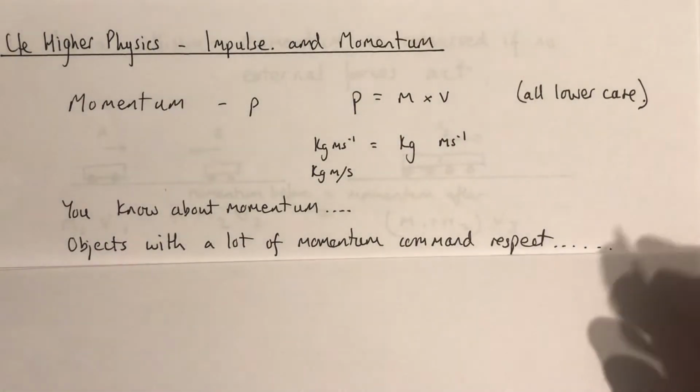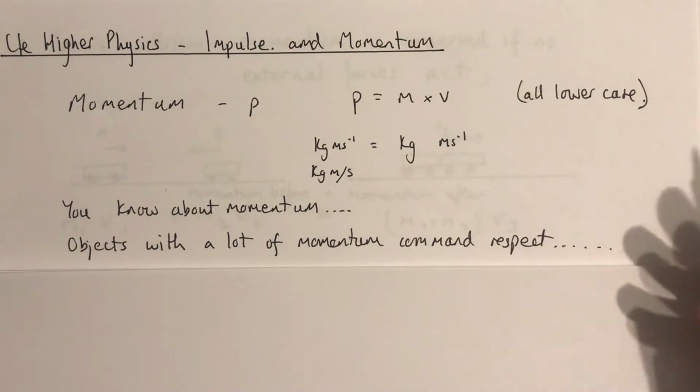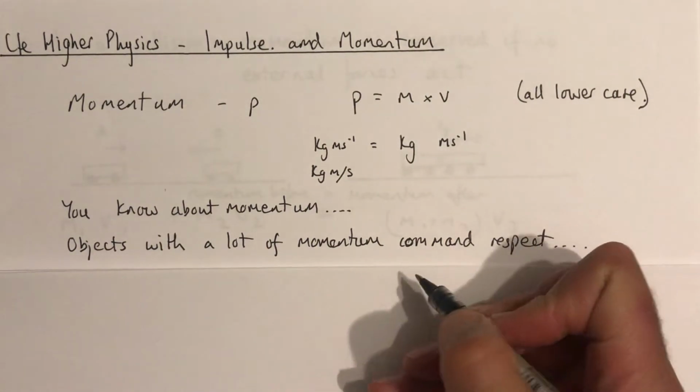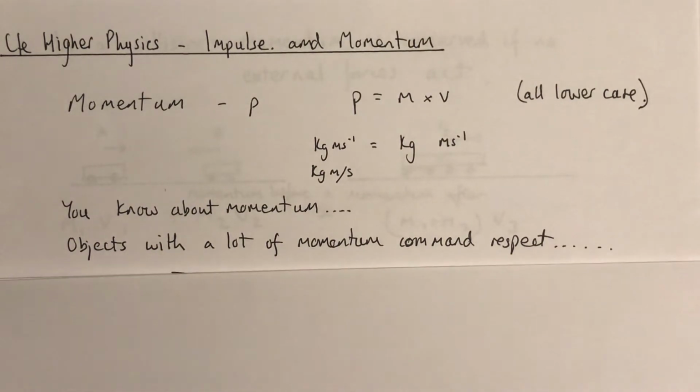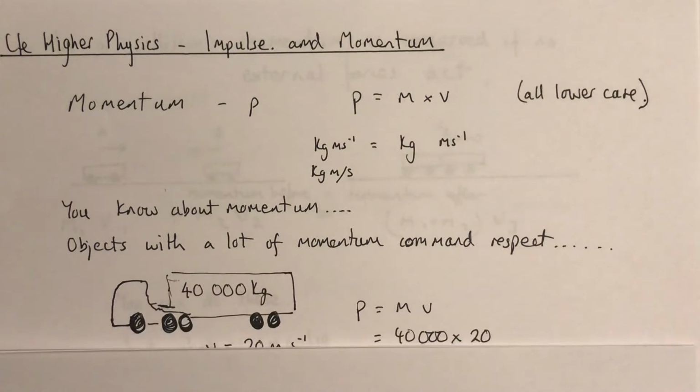Now, you do know about momentum. Objects with a lot of momentum command respect. You're not going to argue with 1,000,000 kilogram meters per second of momentum because you know it's a lot of mass and a lot of speed, or it's something with a small mass moving at an enormous speed. So something with a lot of momentum that swings to mind is a lorry.